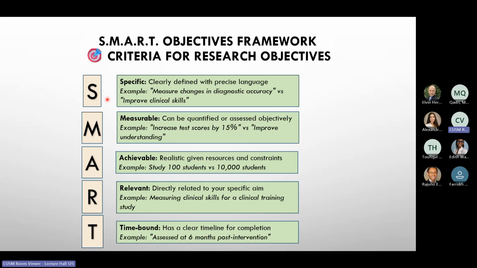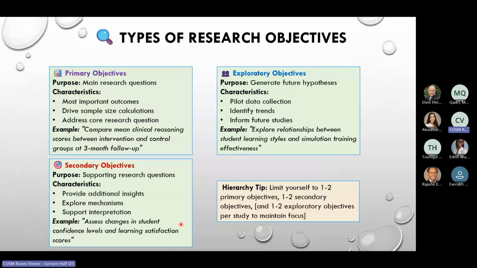Using the SMART framework or the SMART criteria, you should be able to address each one of these elements: specificity, measurable, making them achievable, making them relevant, and making them consider time. You should have a very strong research objective statement.